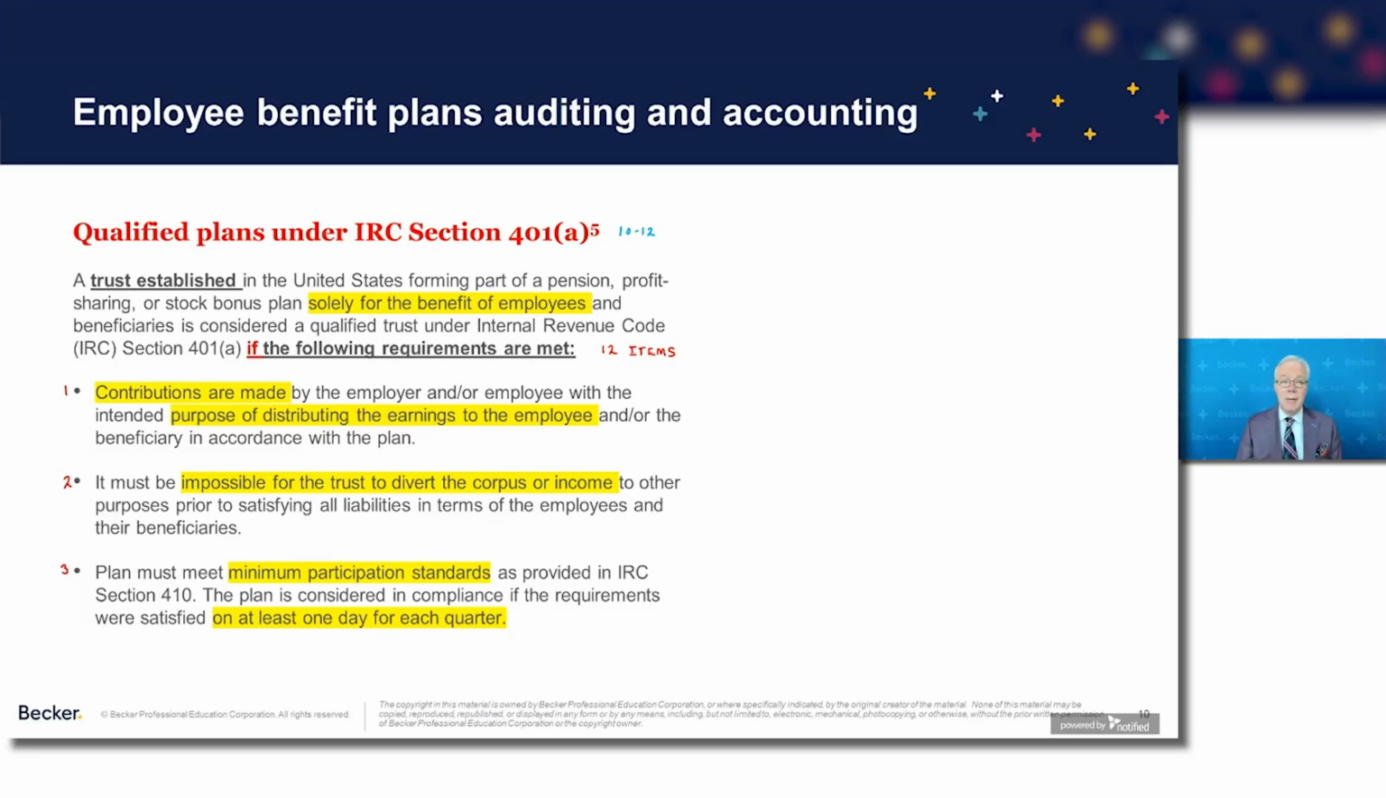The second item, it is impossible for the trust to divert the corpus or the income for any other purpose or satisfy any of, say, the company's liabilities. Number three, the plan must meet minimum participation standards as provided in Section 410 of the Internal Revenue Code. The plan is considered in compliance if they are satisfying that criteria for at least one day during each quarter.